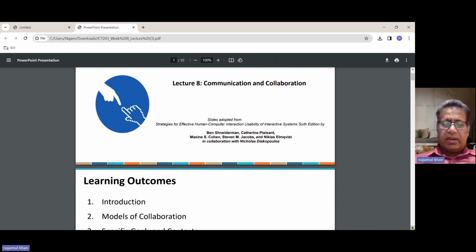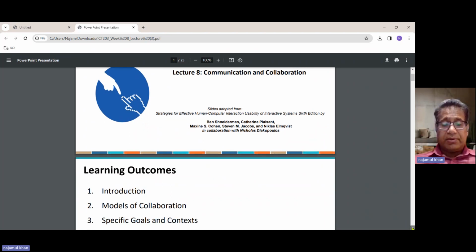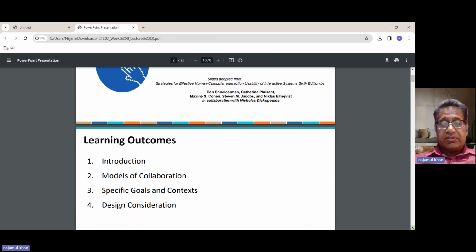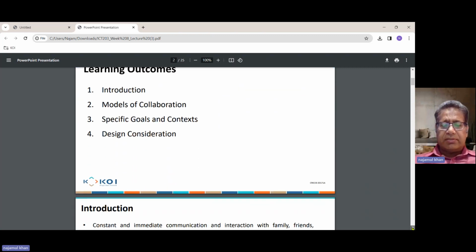Some of the learning outcomes, apart from the introduction: we have modules of collaboration, which is important for everybody to understand, specific goals and context design considerations. All will be focused on from the designer's perspective, how they collaborate and how they communicate with different things. It's not just that they are designing a website and putting in some colors or fonts, but we will be looking at it from every angle, even when we are talking about, for example, physical things. This is how they think about it when they are interacting with someone. It's all about the designer's consideration. So let's jump into our slides here.